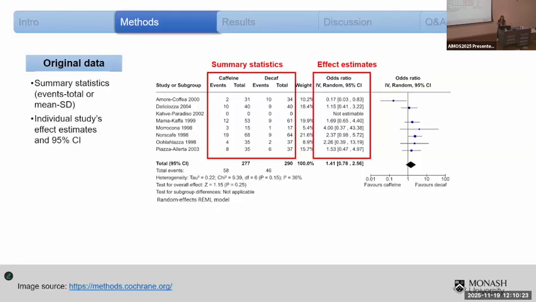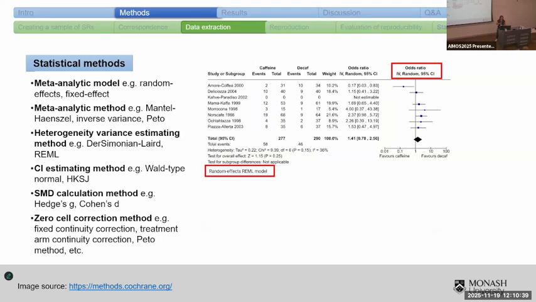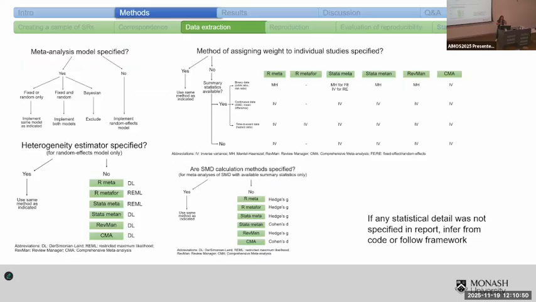So what kind of data do we need? Typically, we want the summary statistics: the mean, or the odds ratios, or the event numbers for each study. If that's not available, we try to get the individual study effect estimates. We try to get all the statistical methods information so that we can carry out the meta-analysis as faithfully as possible.